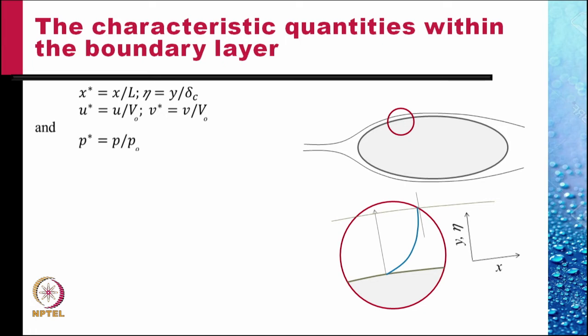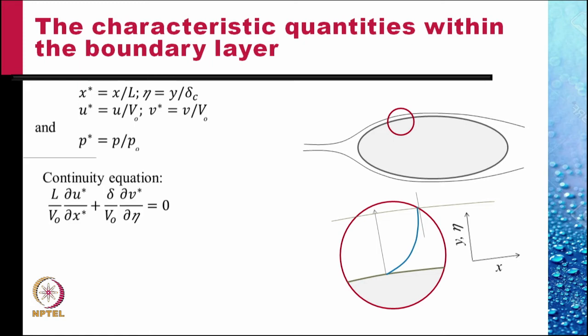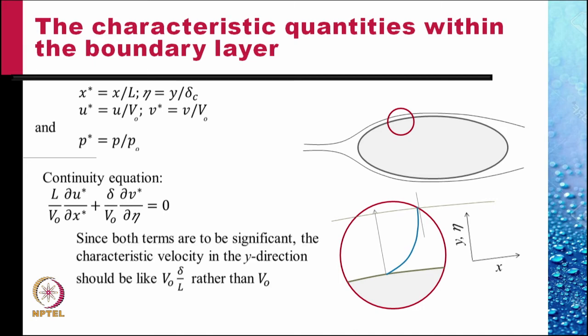The u component of the velocity is characterized by v naught, as is the v component. If we apply this non-dimensionalization to the continuity equation, we get L by v naught del u star by del x star plus del by v naught times del v star by del eta is equal to 0. Since both terms are to be significant in this continuity equation, we cannot have del u star by del x star tending to 0 as well as del v star by del eta tending to 0. The characteristic velocity in the y direction should be like v naught delta by L rather than v naught, so that the two terms become of the same order.